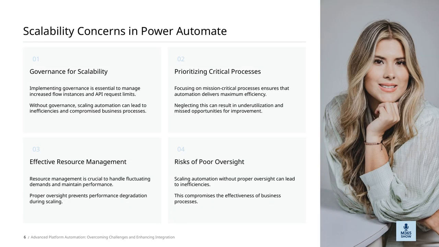Let's talk about scalability concerns in Power Automate. As we scale automation, it's crucial to have proper oversight. Without it, we risk creating inefficiencies that can actually hinder our business processes instead of helping them. This is where risks of poor oversight come into play. Managing resources effectively becomes essential, especially when demands fluctuate. If we don't keep a close eye, performance can degrade as we try to handle more automation.